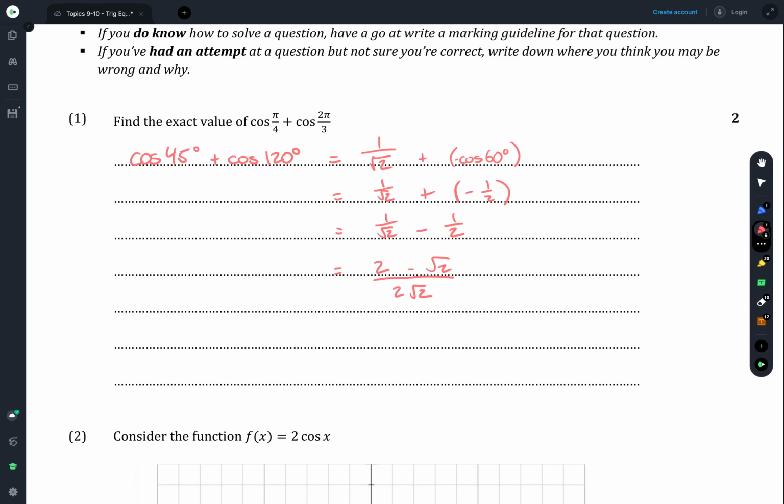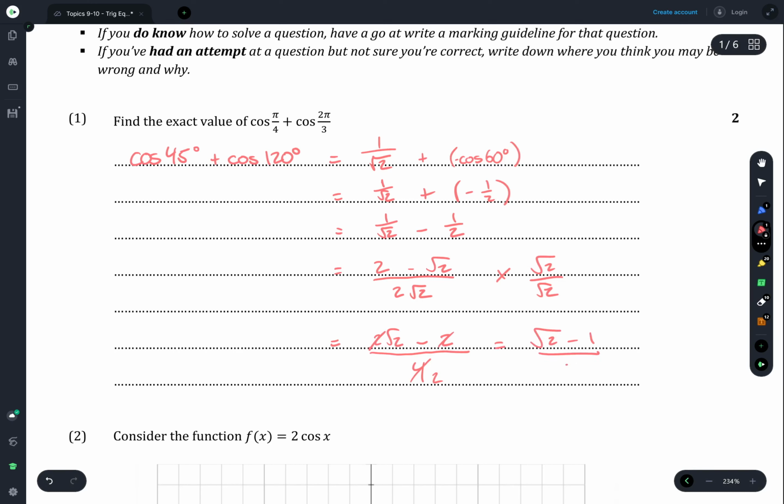Now we can leave it as that, although we typically do like to rationalize our denominators where possible. So to do that, we'll multiply both the top and bottom by root 2. When we do that, we have 2 times root 2, which is 2 root 2, and root 2 times root 2, which is minus 2. Then on the bottom, we have 2 times root 2 times root 2. Well, root 2 times root 2 is 2, so 2 times 2 is 4. And then we can look to cancel things out as well. So we'll cancel out all our 2's, leaving us with root 2 minus 1 over 2.